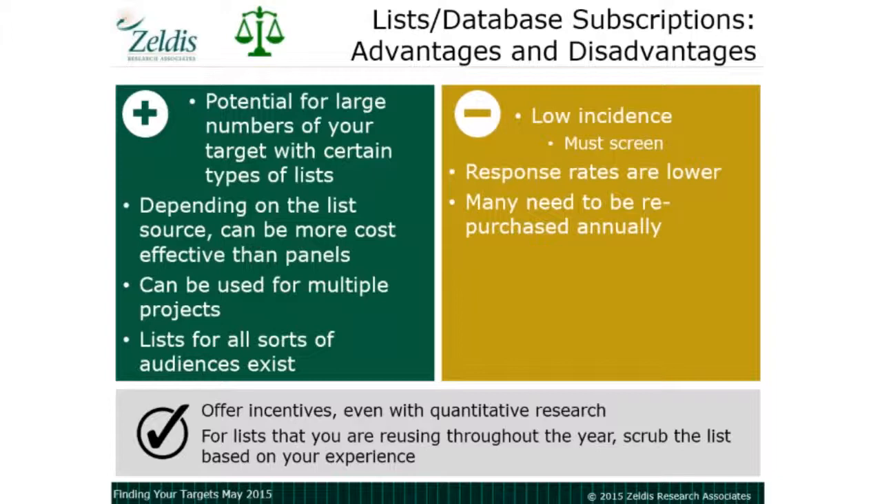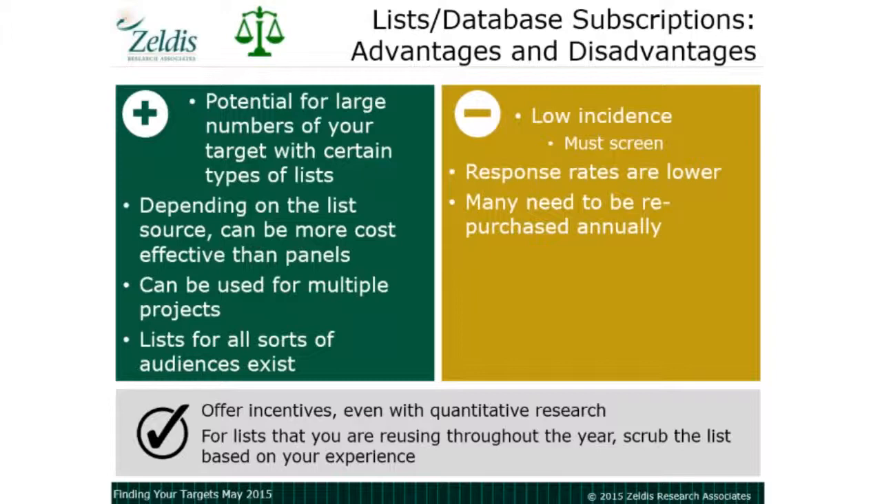Discovery database, which I mentioned before, which has agents and financial advisors, is an example of one of the more expensive lists, and it can be purchased exclusively by individual companies. Market research companies cannot buy it. So that's an example of where they have limitations on who can buy them.